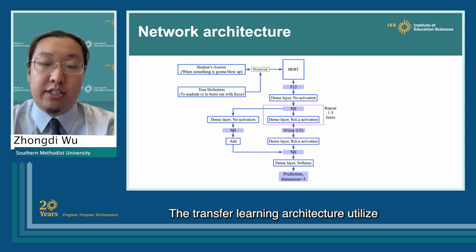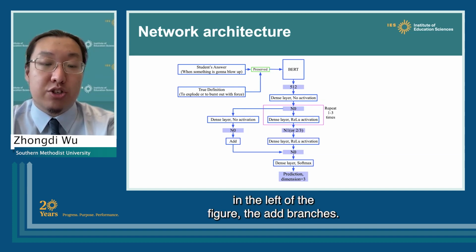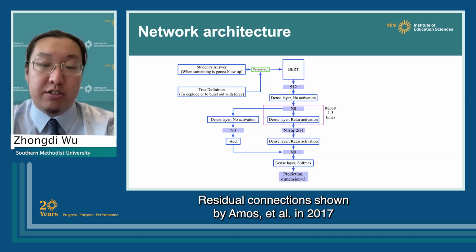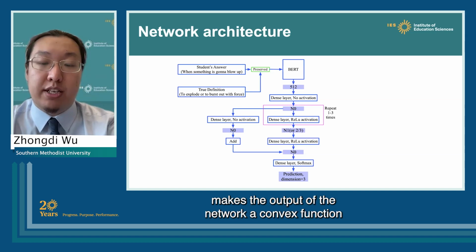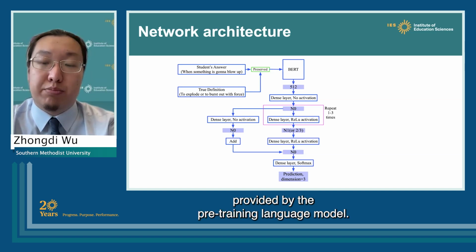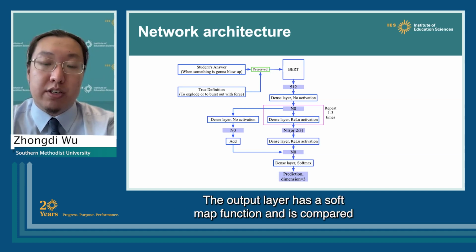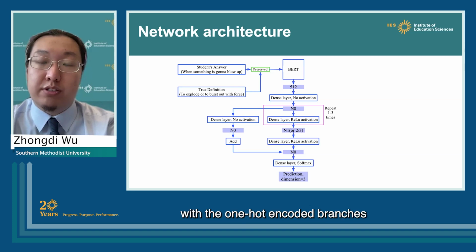The transfer learning architecture utilizes the design of residual connections, as is shown in the left of the figure, the add branches. Residual connections, shown by Amos et al. in 2017, make the output of the network a convex function of the input, in this case the vector representation provided by the pre-trained language model. This helps the convergence of the network. The output layer has a softmax function and is compared with a 1-hot encoded ground truth that is given by human readers.